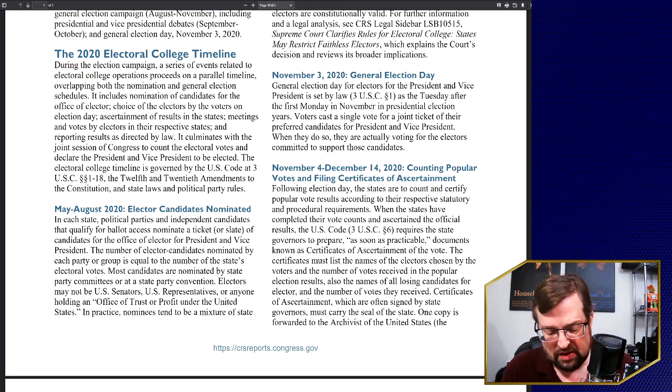So the way this works is our founders did not want a direct election of the president by popular vote. They did not like democracy. They hated democracy. They hated everything about it. They saw it as a form of tyranny, and they didn't want it. What they wanted was a republic. And that's why Article 4, Section 4 of the Constitution guarantees a republican form of government.